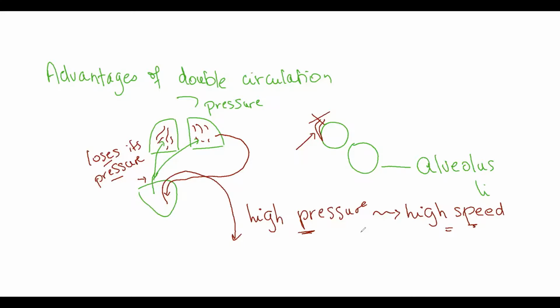A double circulation ensures that the oxygenated blood reaches the tissues very fast. This is another advantage, a fast movement of the blood, because of this high pressure coming from the heart. And when we are going to learn something about the heart, you're going to know that this is true. You're going even to deduce these advantages.